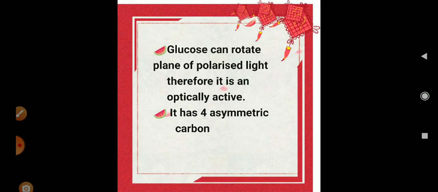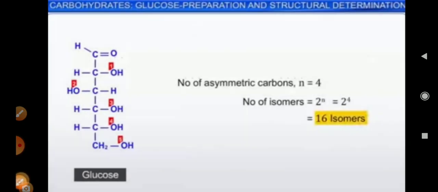Glucose molecule, I told you, it is an optically active molecule. That means it can rotate the plane of polarized light. And such molecules which can rotate the plane of polarized light are called optically active. And it has 4 asymmetric carbons. So let us discuss these in our next session. In the next picture, the number of asymmetric carbon atoms is 4.